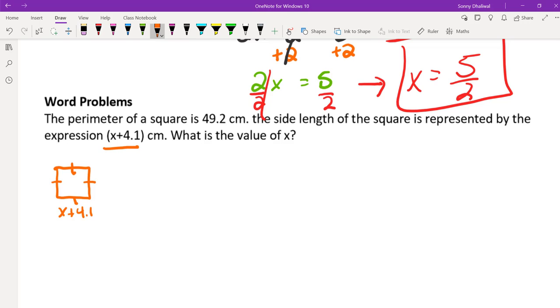So typically, when we do perimeter, we go side 1 plus side 2 plus side 3 plus side 4. Right? Now, in a square, all the sides are the same. So instead, we can just say the perimeter is equal to 4 times each of the sides. Now, we're told that the perimeter is 49.2.